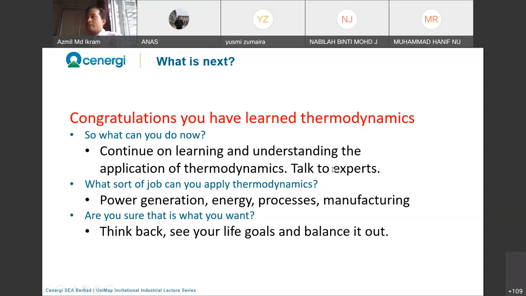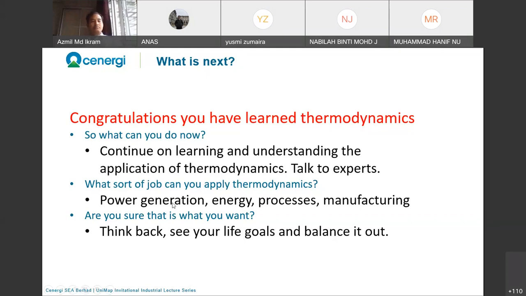There's a lot of experts, there's a lot of schools of thought. Learn, and then be an open book and don't be biased towards things. So yeah, continue on learning, not just thermodynamics but everything in life.